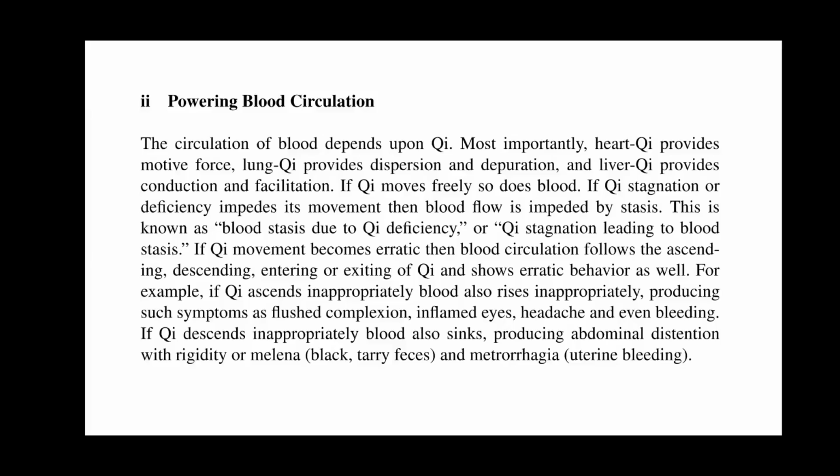If Qi movement becomes erratic, then blood circulation follows the ascending, descending, entering or exiting of Qi and shows erratic behavior as well. For example, if Qi ascends inappropriately, blood also rises inappropriately, producing such symptoms as flushed complexion, inflamed eyes, headache, and even bleeding. If Qi descends inappropriately, blood also sinks, producing abdominal distension with rigidity or melena and metrorrhagia.